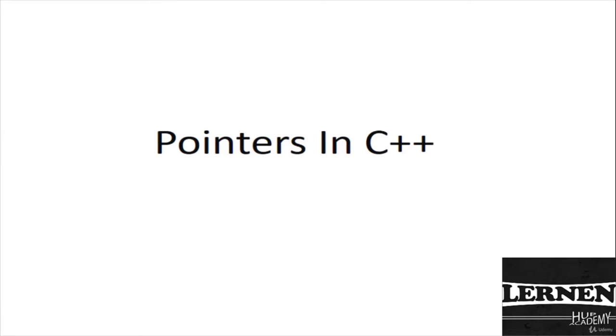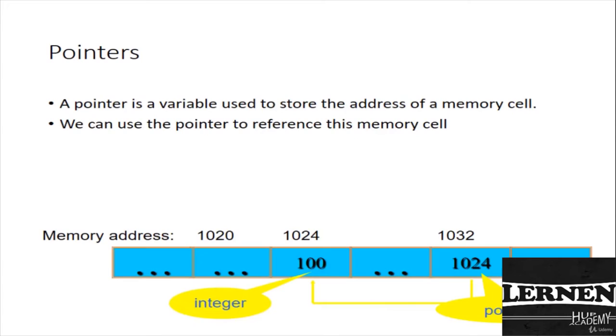Welcome to this lecture. In this lecture we are going to be talking about pointers in C++. Let's just start with pointers. A pointer is a variable used to store the address of a memory cell. We can use the pointer to reference this memory cell.